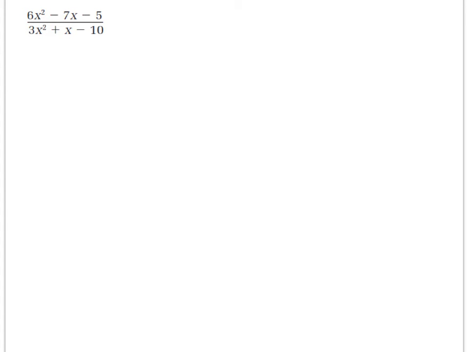In the next example, again we have a rational expression, and we have to find the equivalent expression to the one given. Since the leading coefficients of the numerator and the denominator are not equal to 1, we cannot use sum and product. So we are going to use the decomposition method. For the numerator, 6x squared minus 7x minus 5, we know that AC is 6 times negative 5, which is negative 30, and B is equal to negative 7.